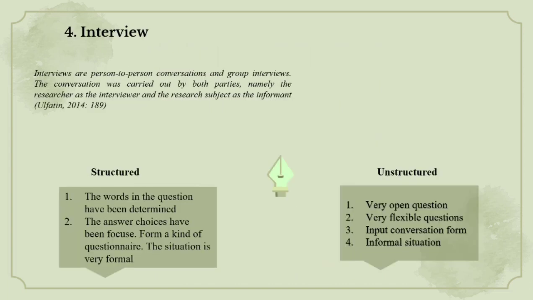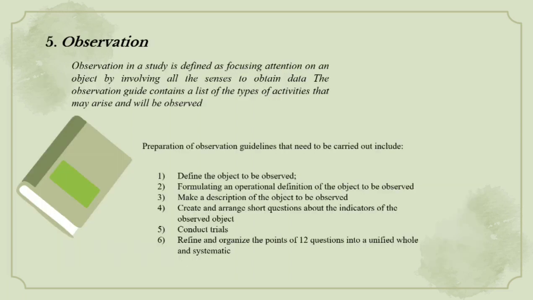And next is interview. Interview is a conversation carried out person-to-person, and group interviews, with the researcher as the interviewer and the research subject as the informant. Next is observation. Observation in a study is defined as focused attention on an object by involving all the senses to obtain data. The observation guide contains a list of the types of activities that may arise and will be observed.